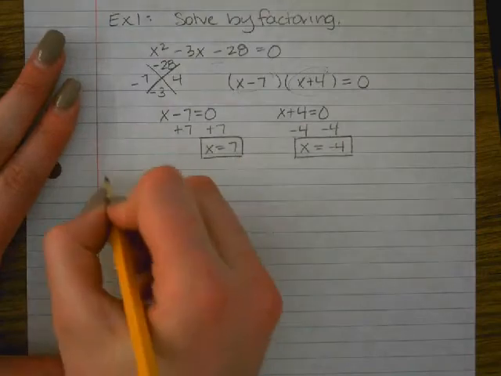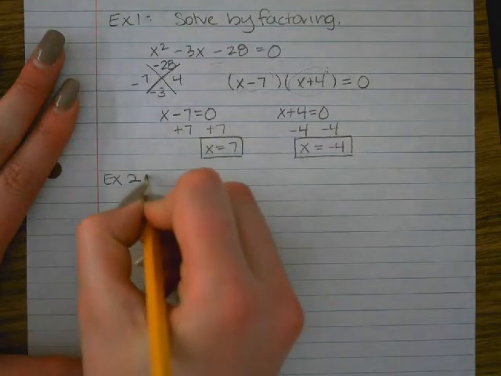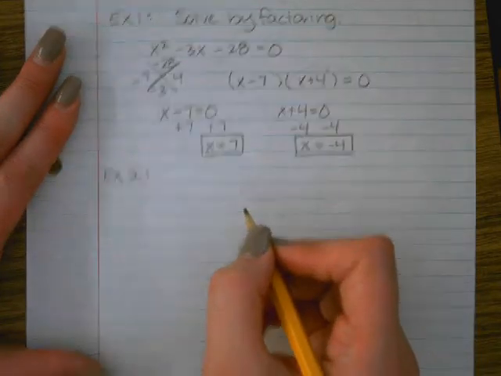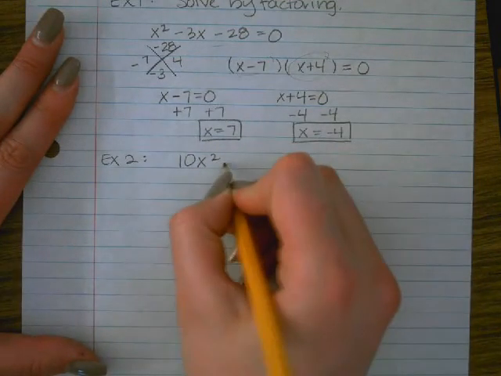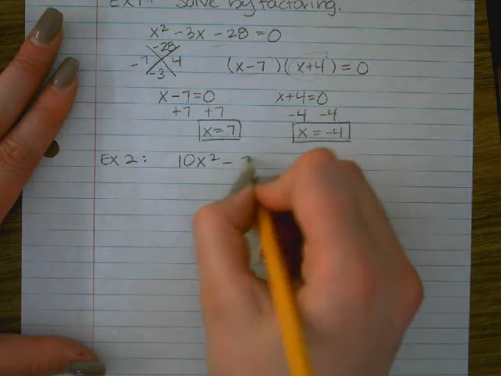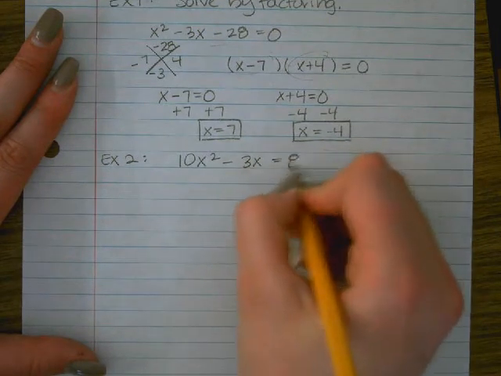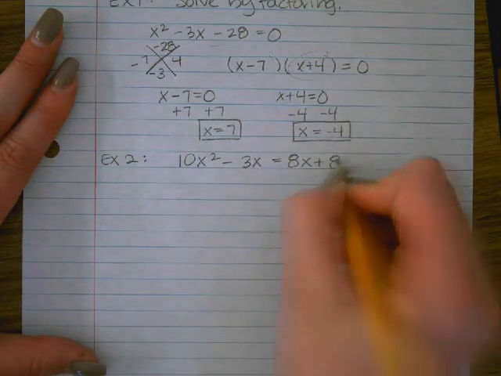Example 2. We're going to do another one. So this one is going to be 10x squared minus 3x equals 8x plus 8.